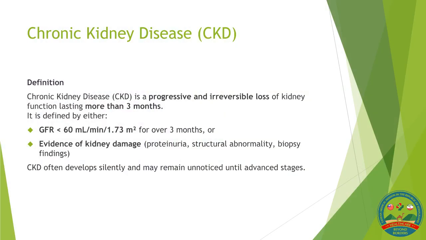Chronic kidney disease is a progressive and irreversible loss of kidney function that lasts more than 3 months. It's defined in 2 ways. First, when the GFR is below 60 milliliters per minute for over 3 months, or second, when there's evidence of kidney damage, such as protein in the urine, structural changes, or biopsy findings. CKD often develops silently, so many patients don't notice it until it reaches advanced stages.